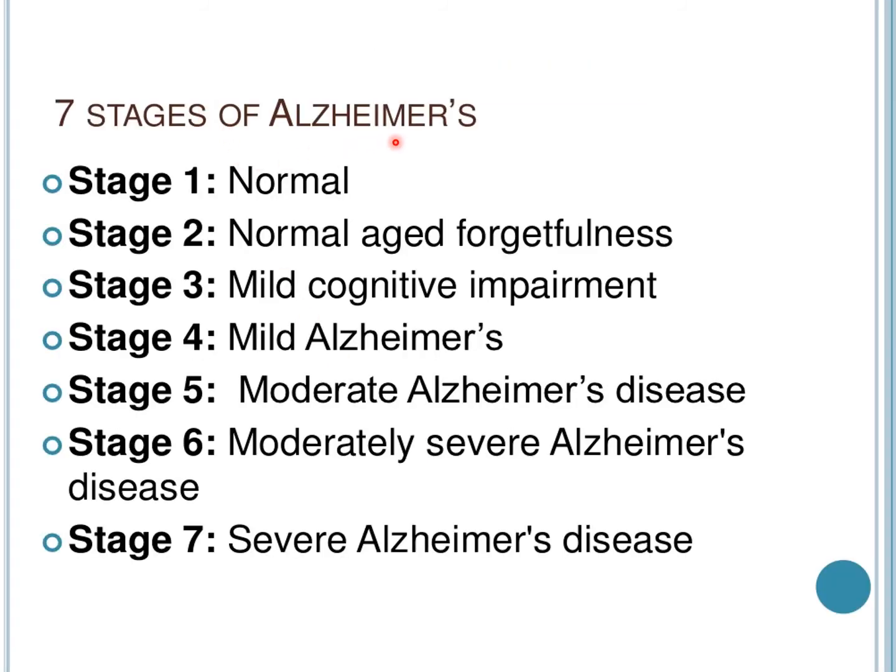There are 7 stages of Alzheimer's disease. Stage 1 is normal stage. Stage 2 is normal aged forgetfulness. Stage 3 is mild cognitive impairment. Stage 4 is mild Alzheimer's. Stage 5, moderate Alzheimer's disease. Stage 6 is moderately severe Alzheimer's disease. And stage 7 is severe Alzheimer's disease. So the last one is the most severe form of Alzheimer's disease and very critical stage.